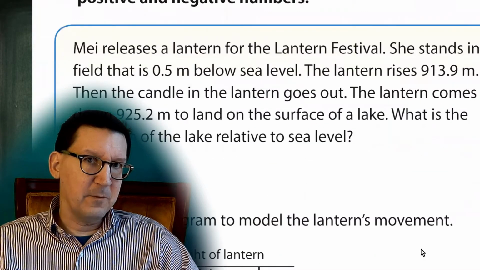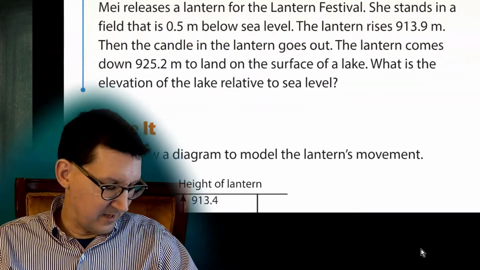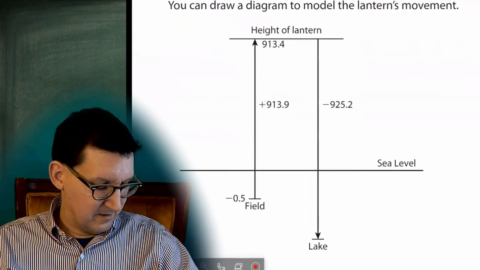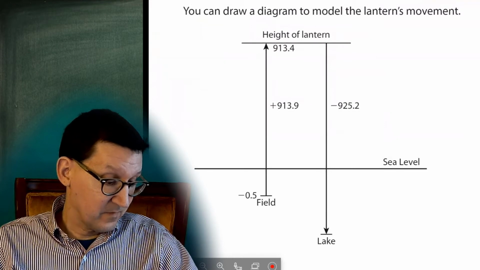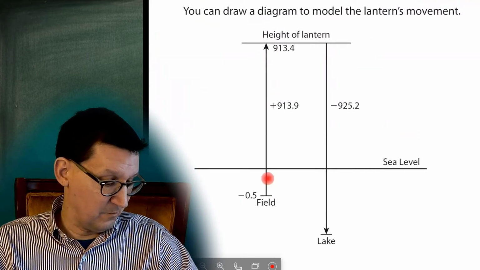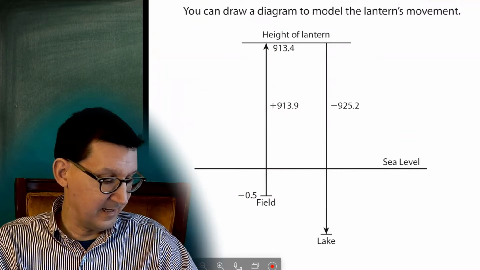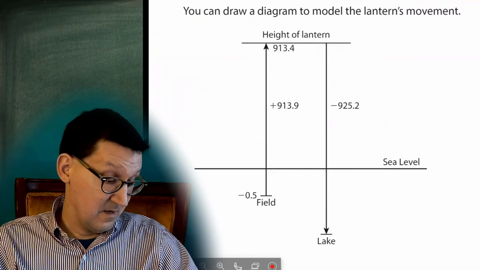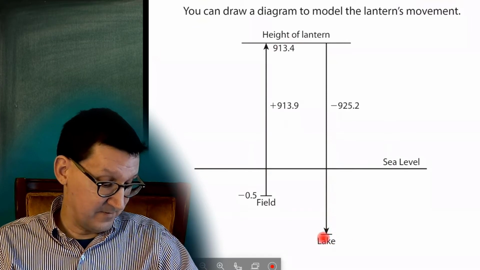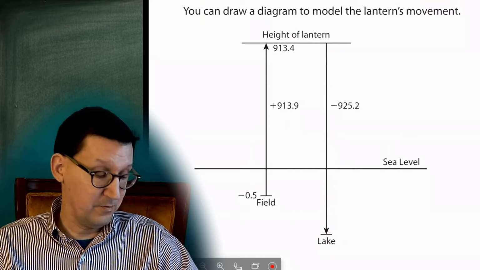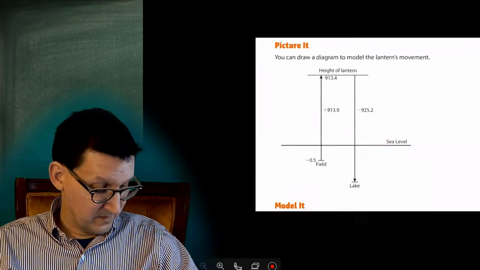Okay, now if we look at this next page here, it talks about drawing a diagram to model the lantern's movement. Hey, this looks a lot like what we came up with, right? We started off 0.5 below, we moved 913.9 up, we got 913.4 as the height. We then took 925.2 down, and we end up at the level of the lake, which is negative 11.8. Pretty good.